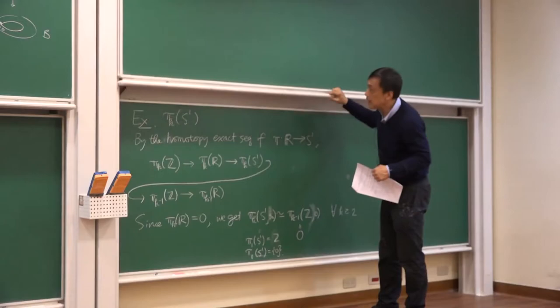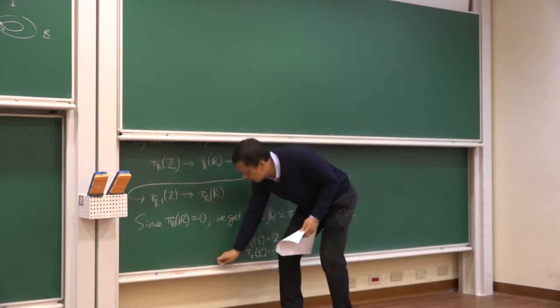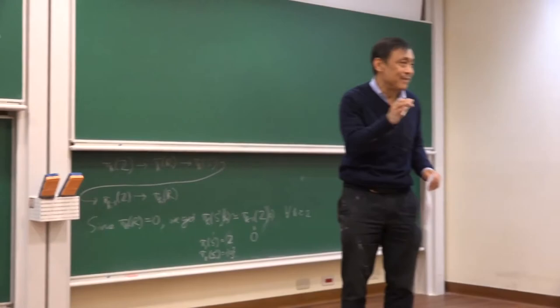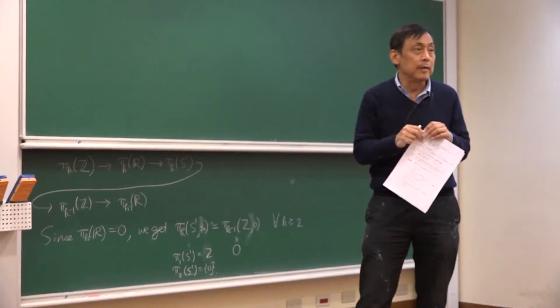So that's the only tool I need today, actually, from homotopy theory. Now last time we talked about the infinite sphere, and I said the infinite sphere is a CW complex. So I want to define a CW complex.